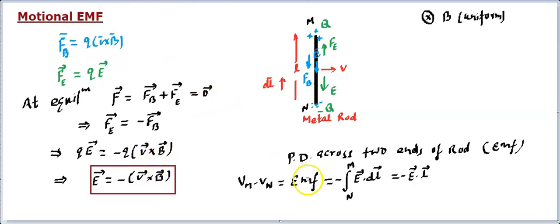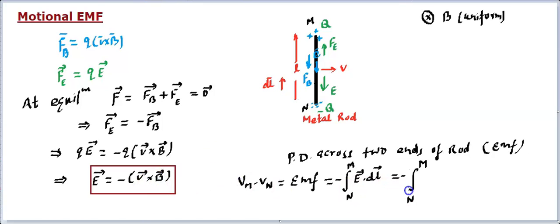So we can make a proper formula from here. That proper formula is going to go like this. This is going to be equal to the integration from N point to M point, so that you can remember from where to where you want to integrate it. And the E definition we can substitute over here.